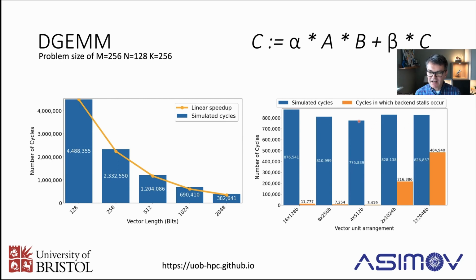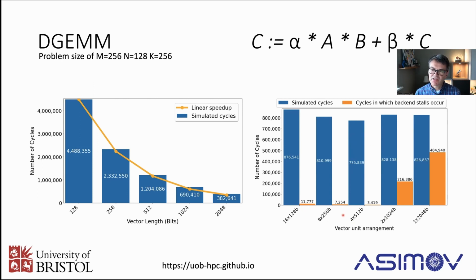The fastest one was actually 4 times 512 bits. It was actually faster than 1 times 2048, and faster than 16 or even 8 by 256. So the fastest was 4 by 512.